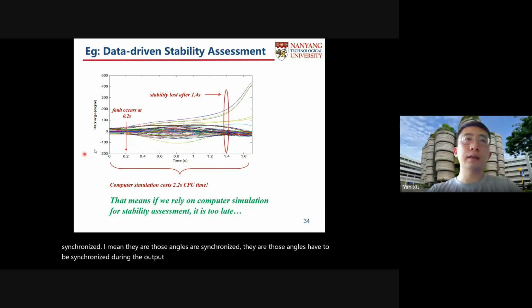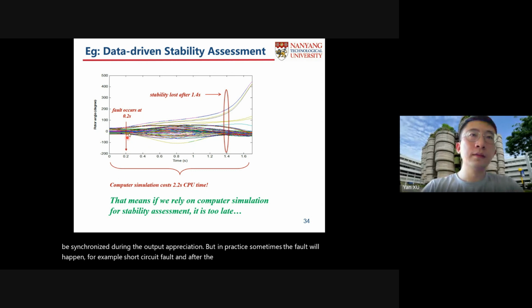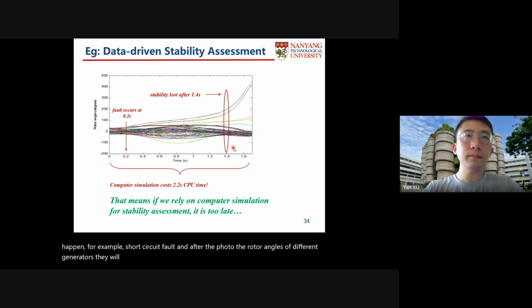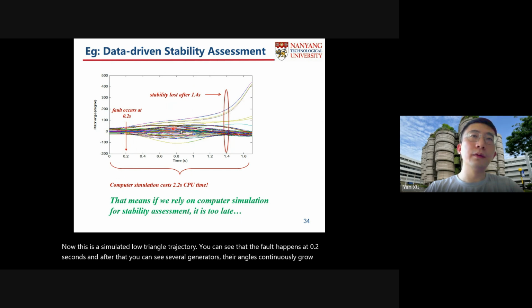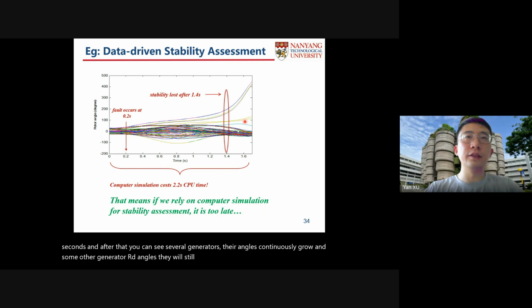Now, but in practice, sometimes a fault will happen, for example, a short circuit fault. And after the fault, the rotor angles of different generators will change over time. Now, this is a simulated rotor angle trajectory. You can see that the fault happens at 0.2 seconds. And after that, you can see several generators, their angles continuously grow. And some other generator rotor angles still stay together with each other.